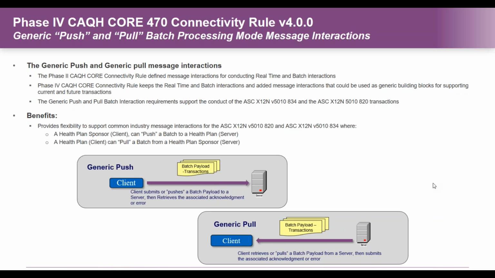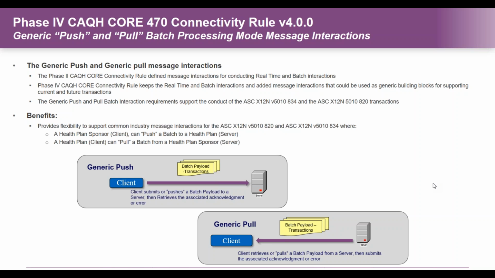The push of the batch containing the 820 or the 834 transaction goes to a health plan, which acts as a server in this case, and the client then retrieves the corresponding acknowledgement or error message in a separate retrieve request sent later on to the server. So this is an example of that generic push interaction.